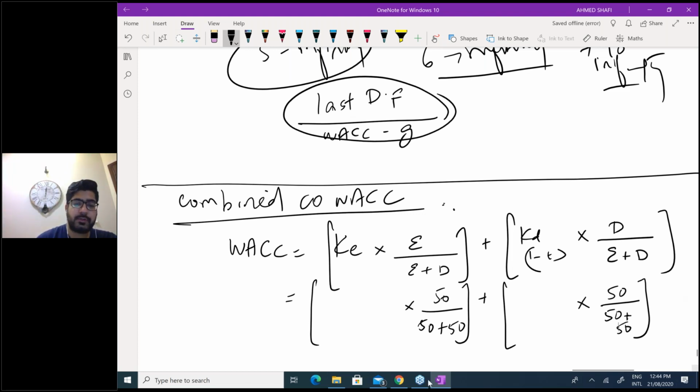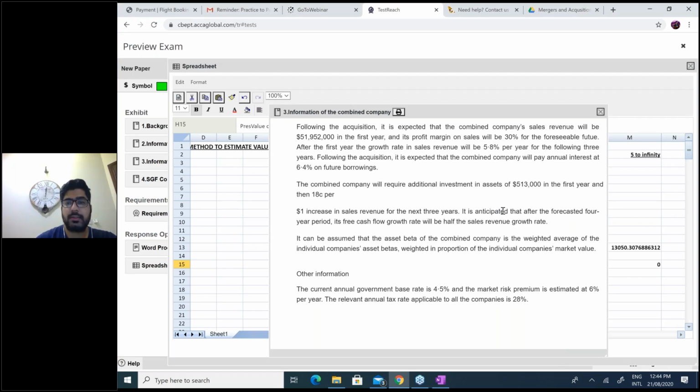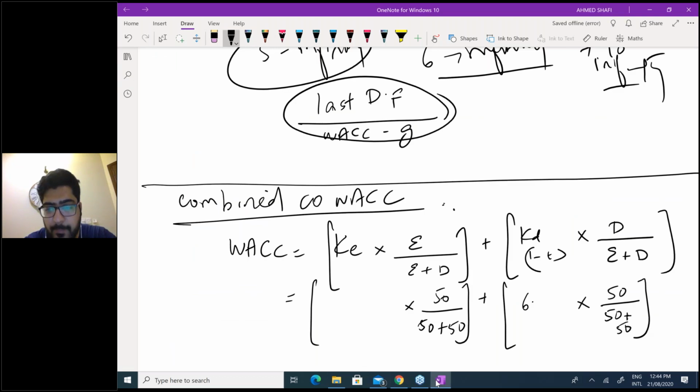It's written in the question that following the acquisition, it is expected that the combined company will pay interest at 6.4%. So the interest rate of the combined company, the cost of debt, is 6.4%. Make it after tax.